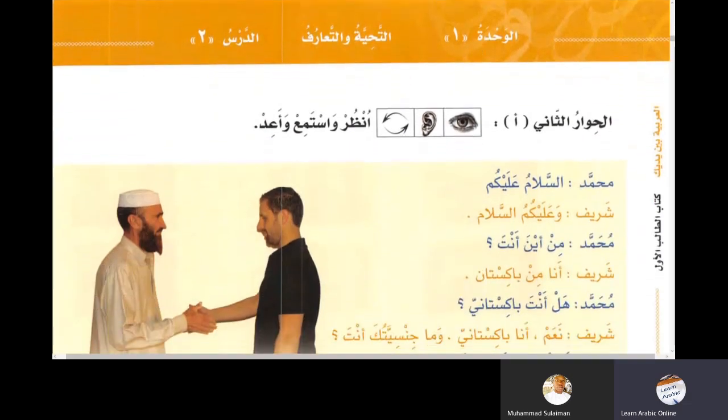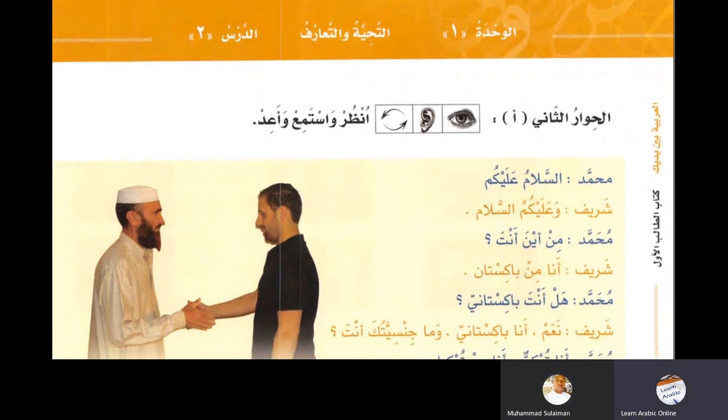Read this. Al-Wahdatu Al-Ula. Ula is for feminine words and Awwal is for masculine words. Okay? So, Wahda is a feminine word, so Ula. Okay. Al-Wahdatu Al-Ula.